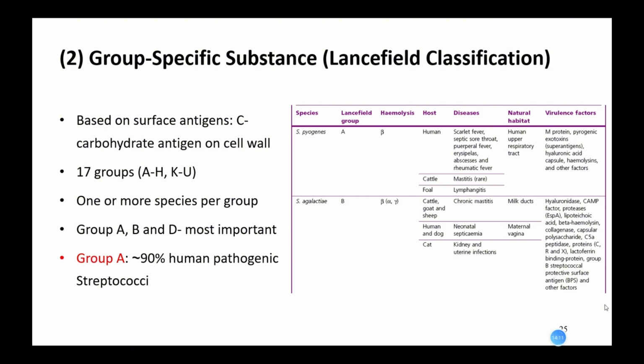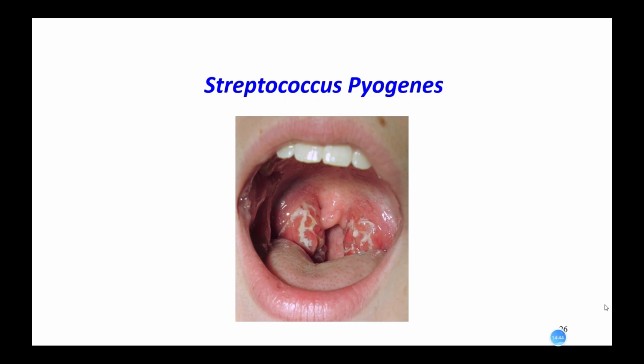For humans, Groups A, B, and D are more important pathogens. And in all these groups, Group A contributes to 90% of human pathogenic streptococci. Okay, so the streptococcal infection in humans, 90% is due to Group A. You don't have to remember this table, okay? Just to give you some information.